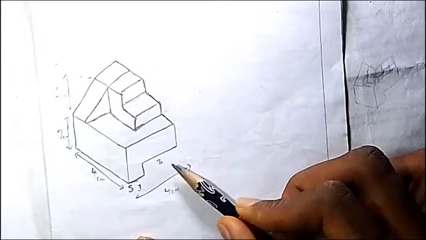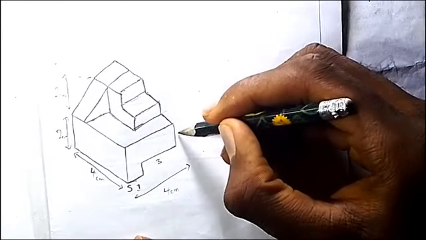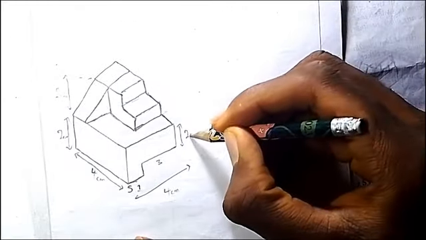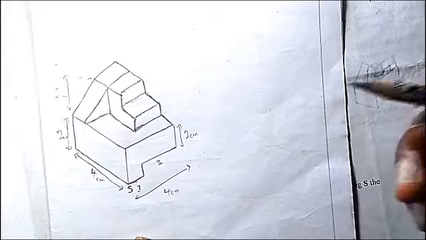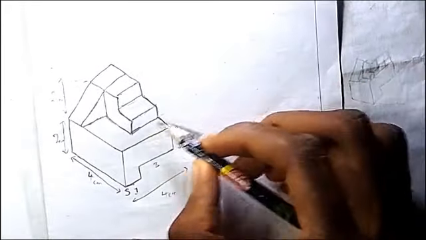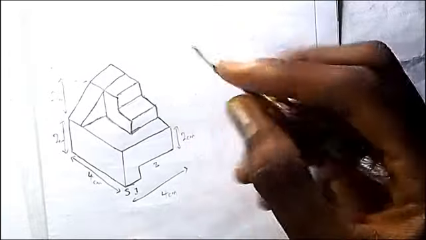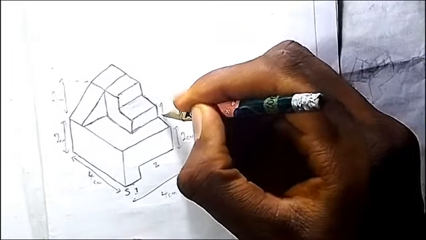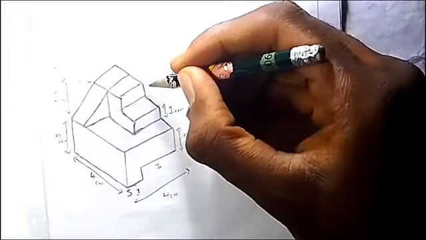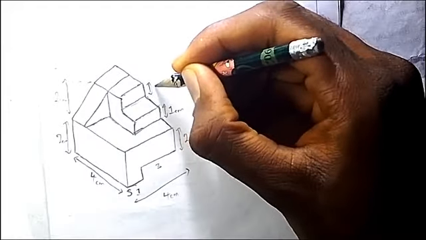Then let's go to the side. The side, we're having here as 2 cm as the height. Then we're having here as 1 cm. That's this part. Here is 2, here is 1. Then this other part, the top, the last part will be 1 cm.